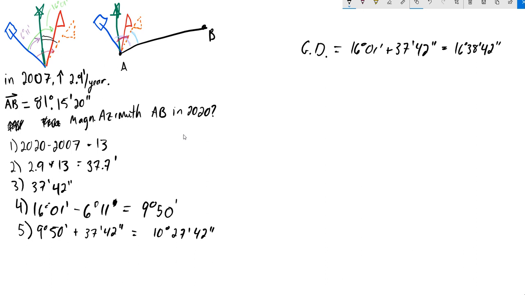Now I need to find out where this blue is. So I have this, and I have this purple. So I have this one here, and I have this one here. To get this part, I need to take the grid azimuth that I have been given, and I need to subtract the magnetic or the grid declination. Not the magnetic one, but the grid. So I have 81 degrees, 15 minutes, 20 seconds. Subtract 16 degrees, 38 minutes, 42 seconds. And I'm going to do the long hand over here.